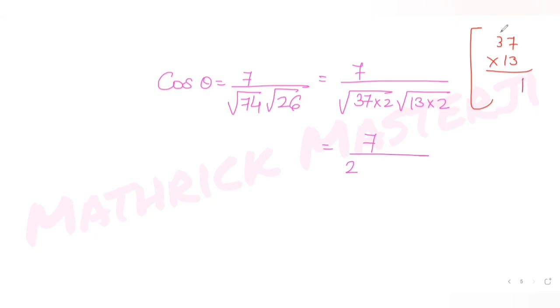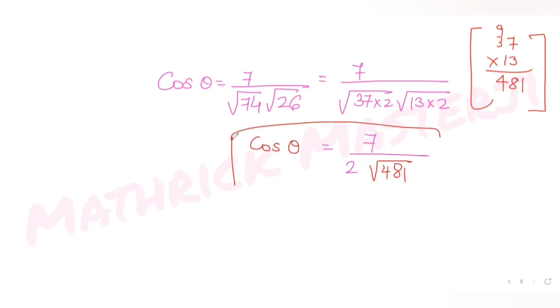So 13 sevens is 91, 13 threes is 39, and 13 fours is 52, so 37 into 13 gives 481. So you get 7 over 2 square root of 481. That's the value of cos theta.